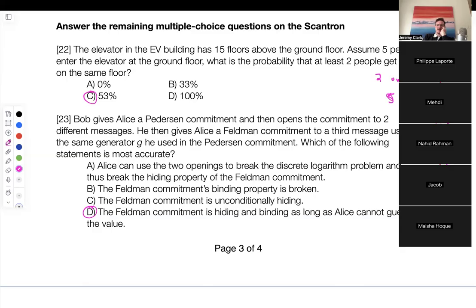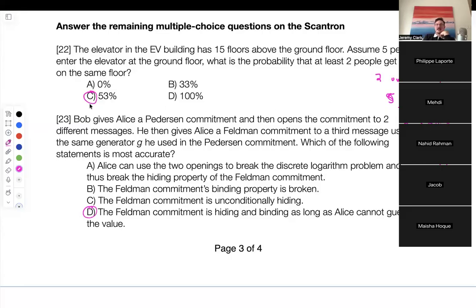So the first person will get off at a random floor. Second person will get off on a random floor. Third person will get off on a random floor. What's the probability that there's a collision, that two people are going to select the same random floor in order to get off? Okay. This is an example of the birthday paradox that we talked about.